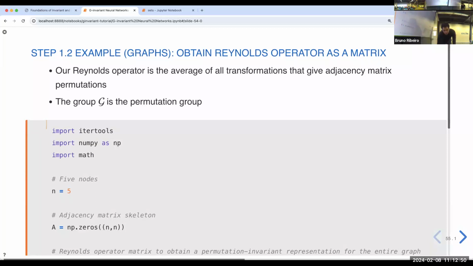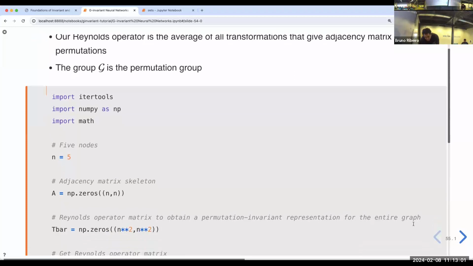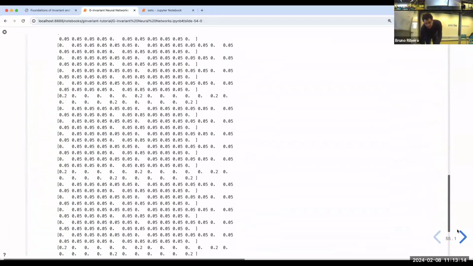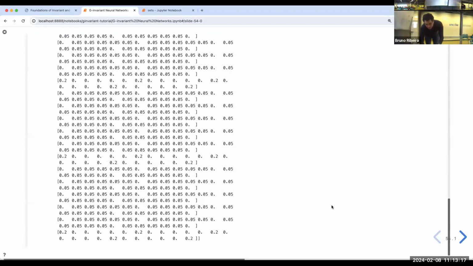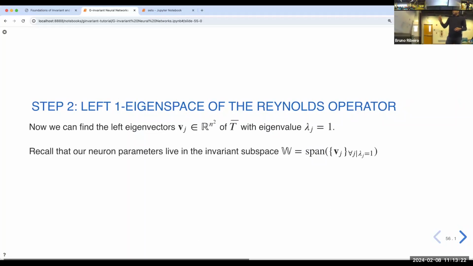Now, since the Reynolds operator is the average over all these transformations, let's look at G as a permutation group. Let's see what our subspace looks like for the rotation, for the permutation group. So this is the T bar, which is difficult to see. But I'm going to show you how it acts, how it gives me the right neurons, okay?